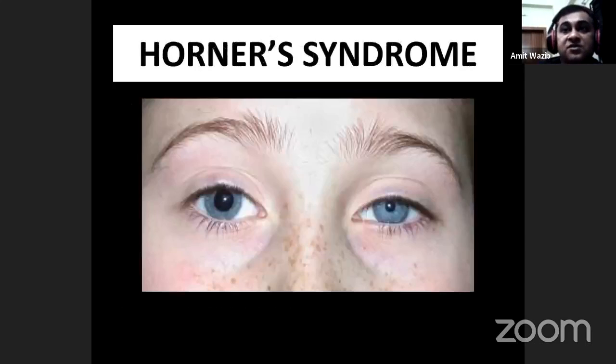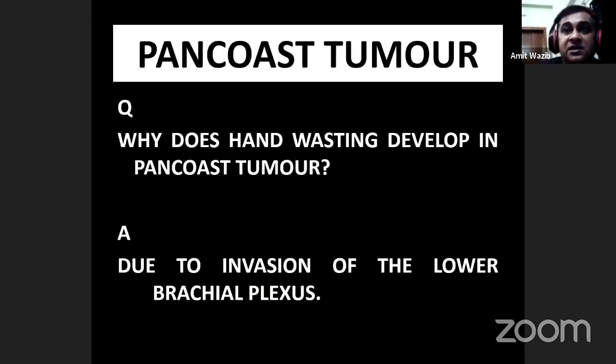Again, you will be asked, why is there hand wasting in Pancoast tumor? As the apex of the lung is quite close to the brachial plexus, in fact the lower part of the brachial plexus, the tumor may invade the lower part of the brachial plexus. The lower part of brachial plexus usually supplies the muscles of the hand. Because the nerves supplying the muscles of the hands are damaged by tumor invasion, there will be wasting of the hand. Okay, these are the explanations.